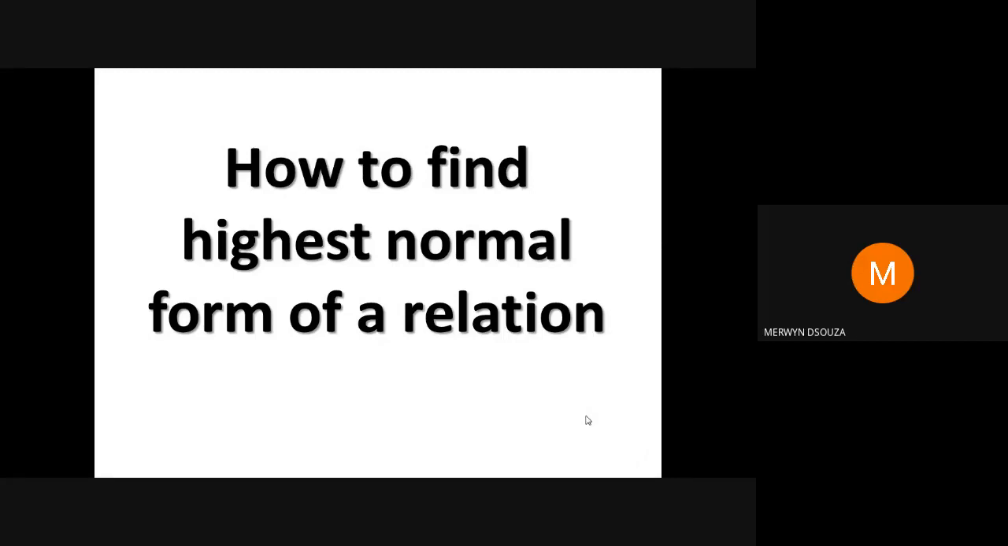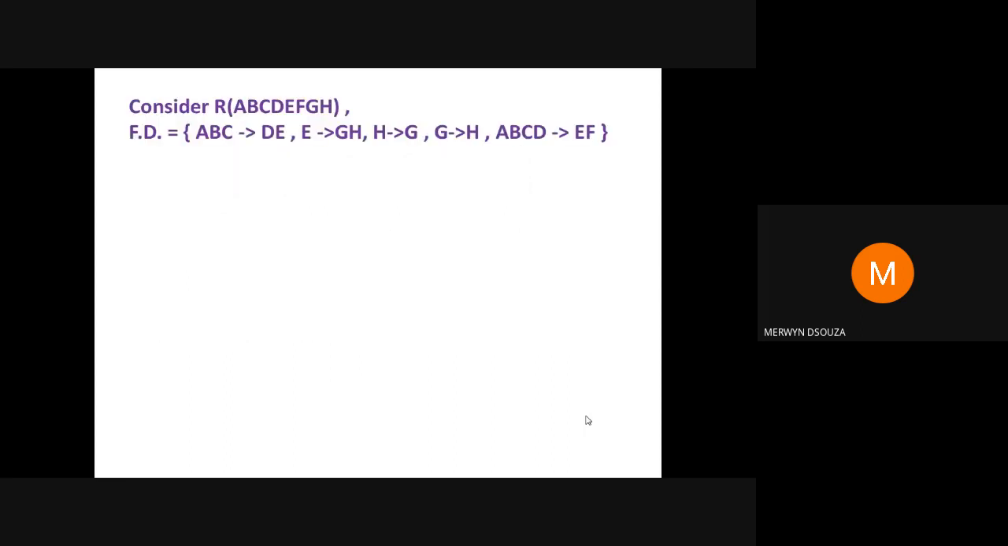So students, in this video you're going to find out how to find the highest normal form of a given relation. Basically in the exams you'll be given a relation something like this, and a set of functional dependencies, and you'll be asked in what normal form R is in. Whether it's in BCNF, 3NF, 2NF or 1NF. You need to identify in which normal form this is.